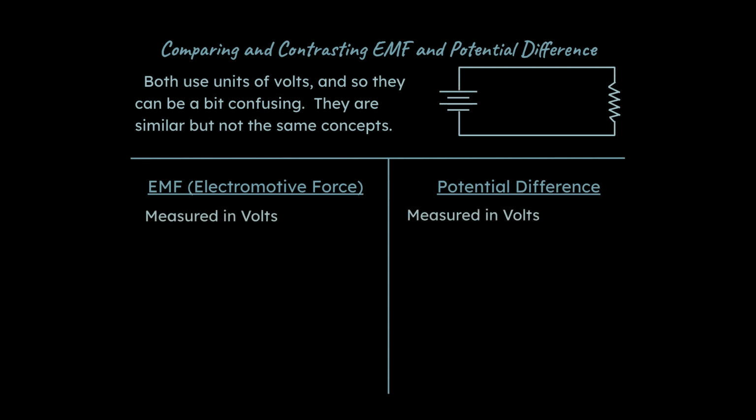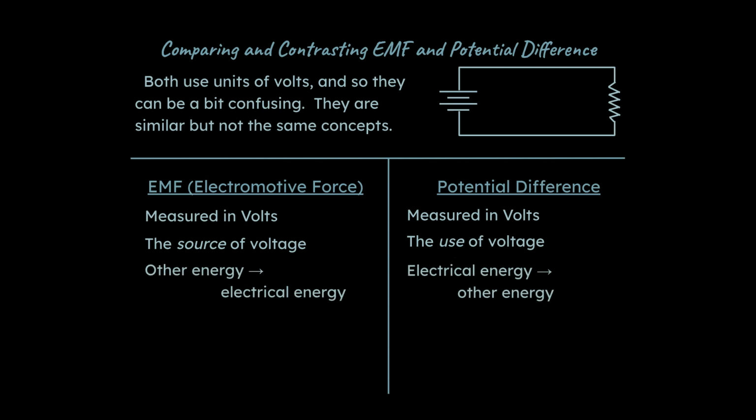First of all, both of them are going to be measured in volts. So in terms of distinguishing between them, that's not very helpful, but what we can say is that one way to think about what an EMF is, the electromotive force, is as the source of voltage, whereas the potential difference would be like the use of voltage, or the use of electric potential, you could say. Similarly, we could say other energy.